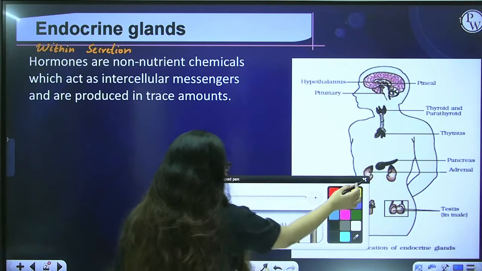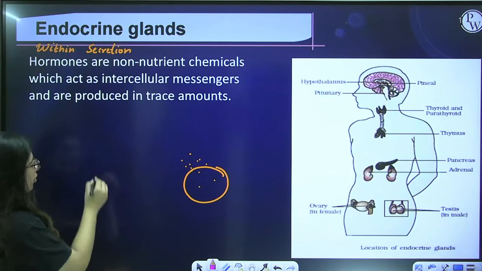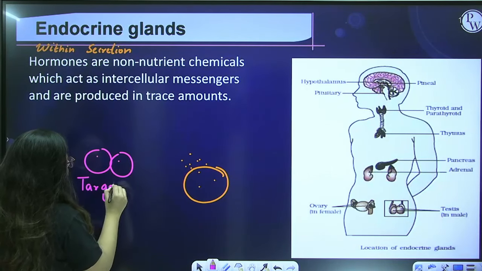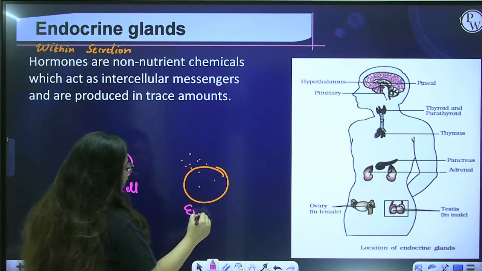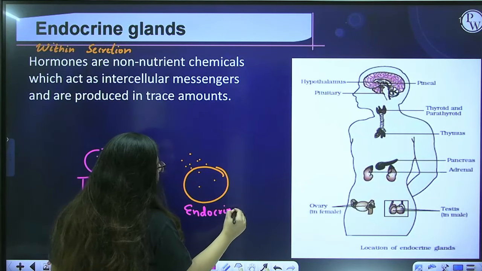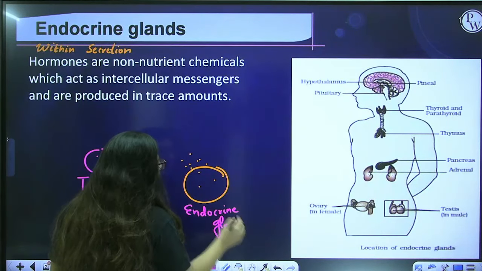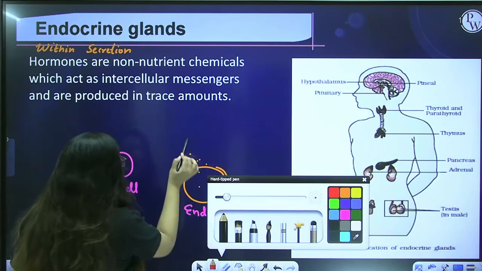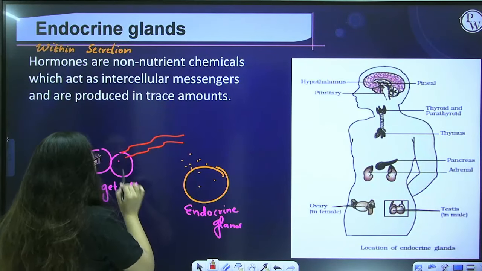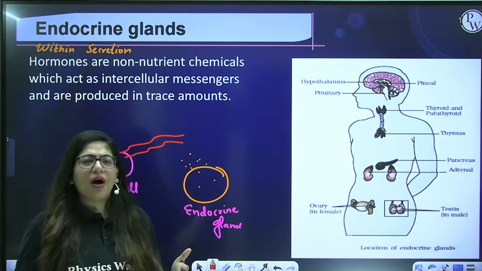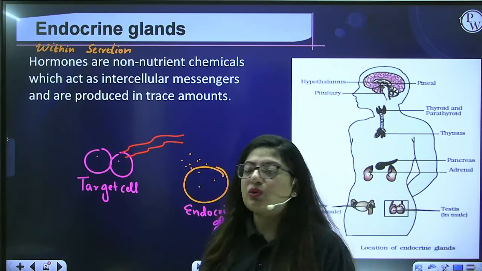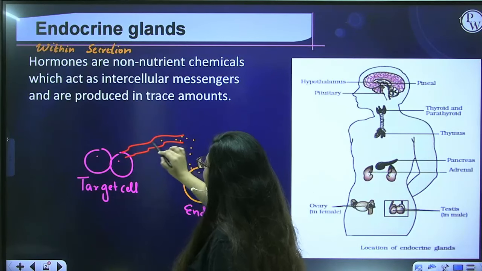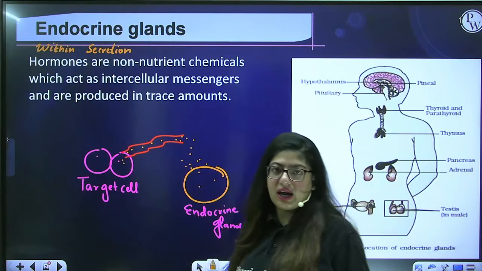So how will their secretion go to the target organ? For example, this is a target organ or target cell. If this endocrine gland does not have any duct, how will it send its secretion to the target cell? It will send its secretion to the target cell through blood vessels. Every cell and organ of your body somehow receives blood. So it will pour its secretion into the blood vessel, and this is how it will reach your target cell, right?